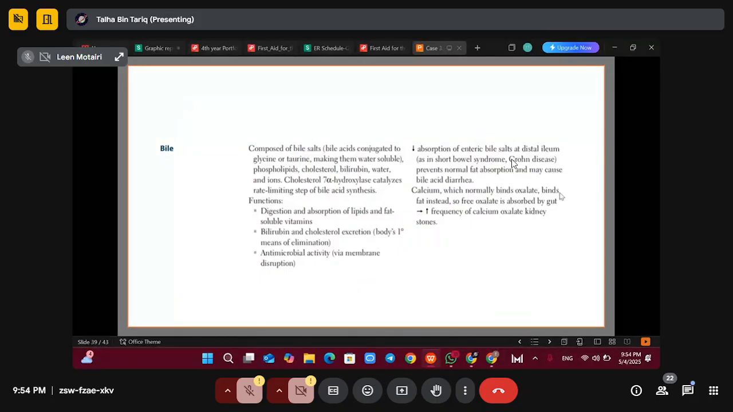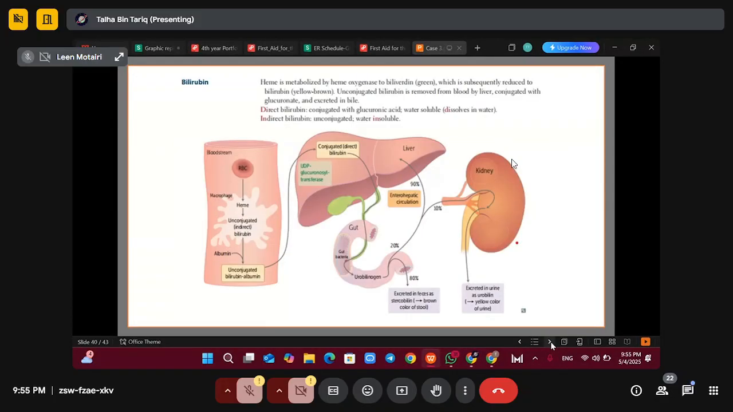So this is a picture from First Aid, just highlighting the main points. You guys can go through this, very important, and this just tells you the main crux of any process or any topic. So it's very good and very productive. You guys can go through this. It's very helpful. This is again a picture of bilirubin metabolism.